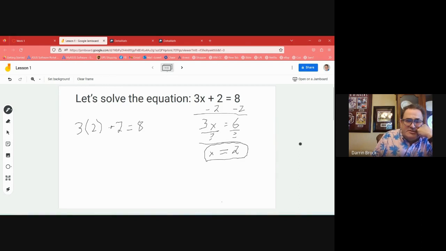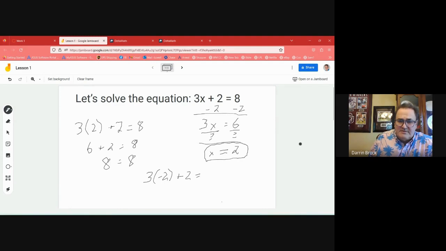All right, so 3 times 2, 6, plus 2, 8 equals 8. Okay, it works out exactly correct. That verifies 2 is a solution. If we tried another number, just say, oh, well, maybe negative 2 works. So we can test another number, 3 times negative 2. So 3 times negative 2 is negative 6 plus 2 equals 8.